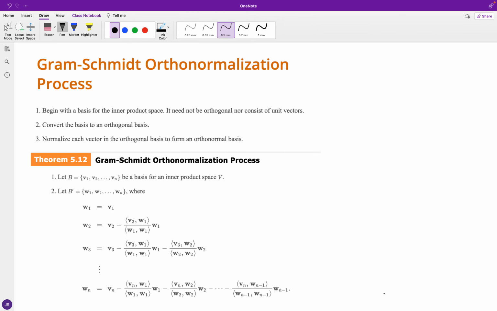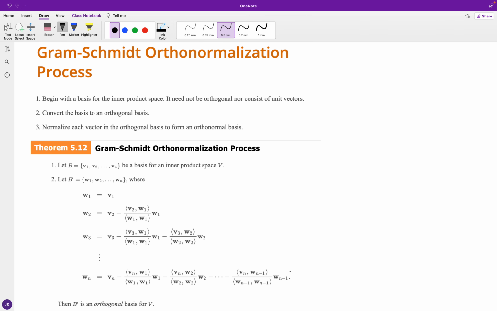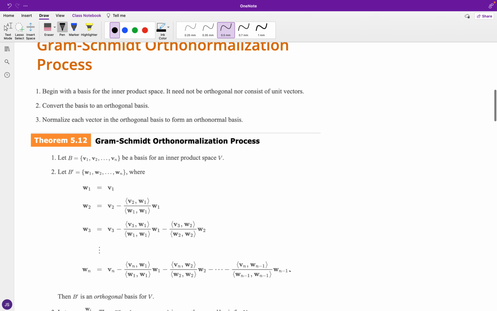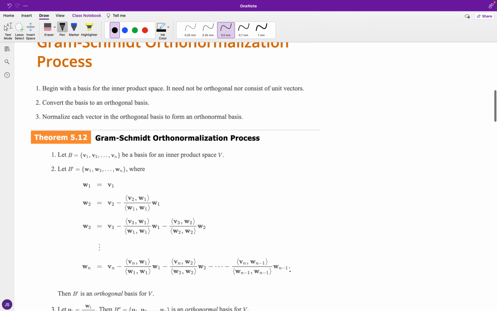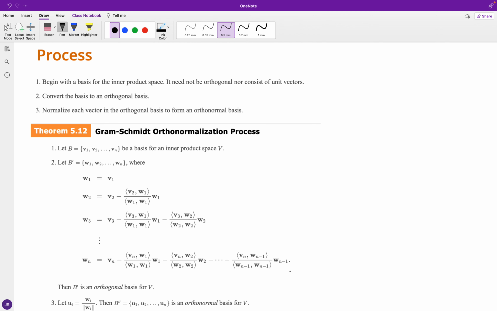And here is the theoretical aspect of the Gram-Schmidt orthonormalization process. Say we have B to be a set of vectors that is a basis for an inner product space V. Now for B prime, these are going to be the resulting vectors, which, at least for this notation, form what is regarded as an orthogonal basis. And the orthogonal basis has to be rewritten in terms of the orthonormalization process.